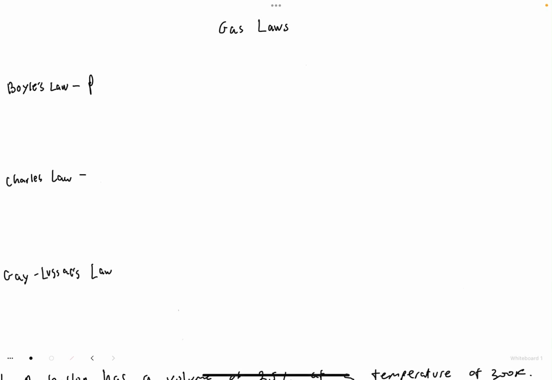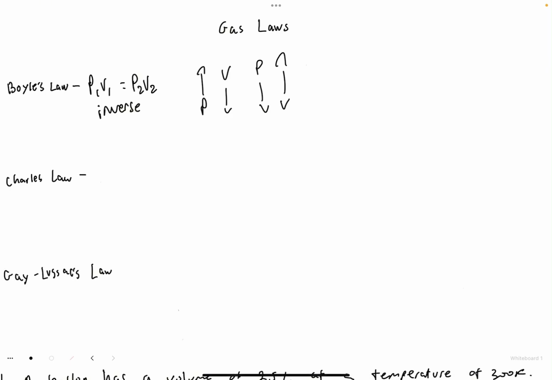Let's start with Boyle's law. So Boyle's law is P1V1 = P2V2. And this is known as an inverse relationship between pressure and volume. So as pressure increases, volume would decrease. And if pressure decreased, volume would increase.